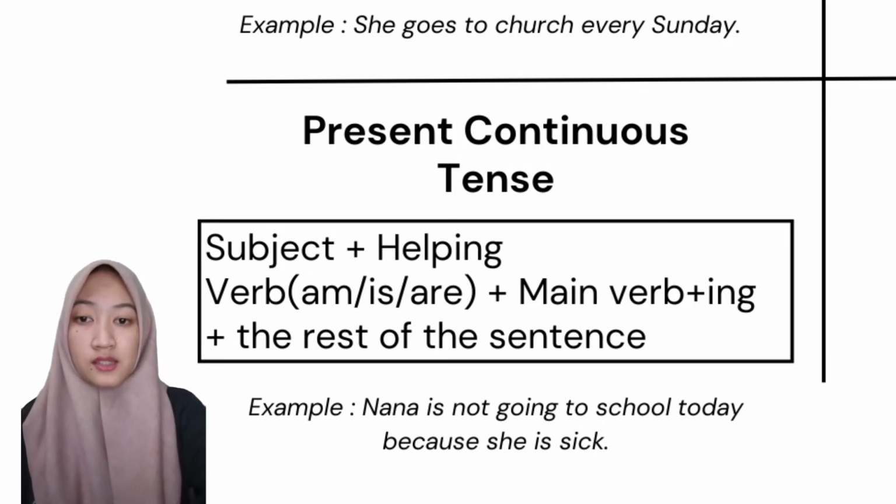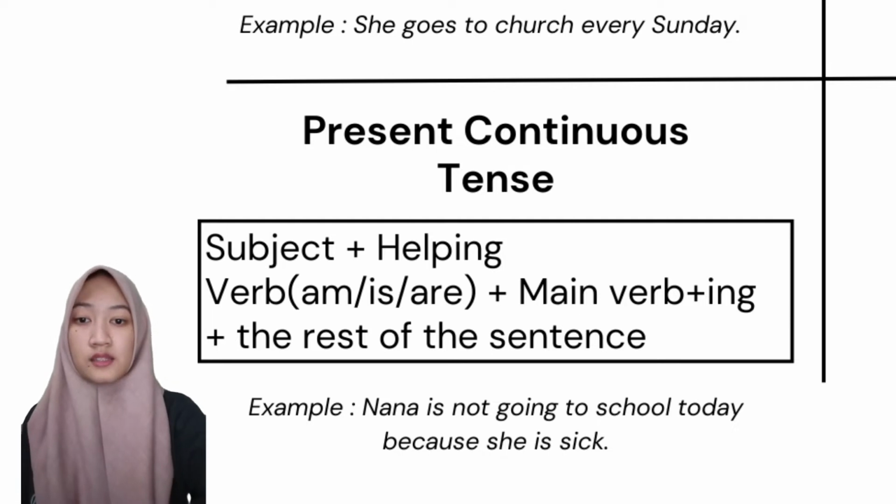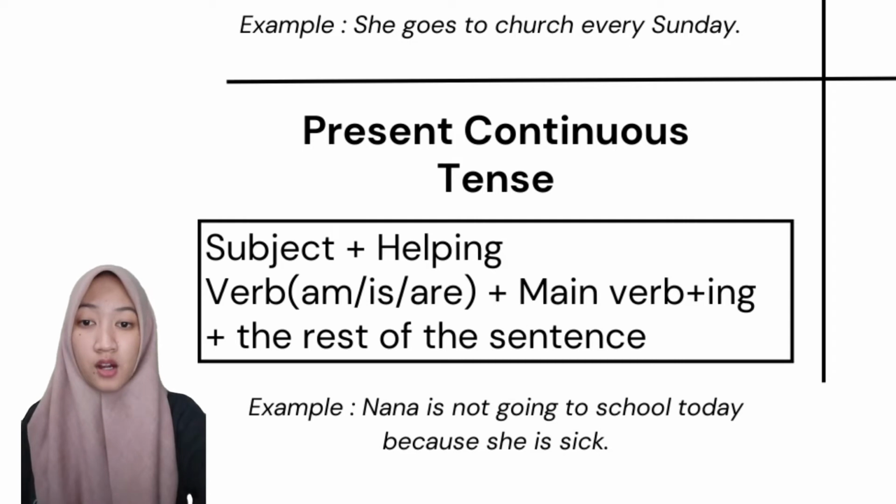In the continuous tense, there's a formula, and this is the sentence pattern. The positive or affirmative one is subject plus to be, or am, is, are, plus verb ing. And the negative one is subject plus to be, or am, is, are, plus not plus verb ing. And the interrogative one is to be, or am, is, are, plus subject plus verb ing.